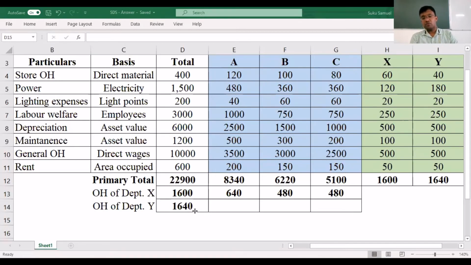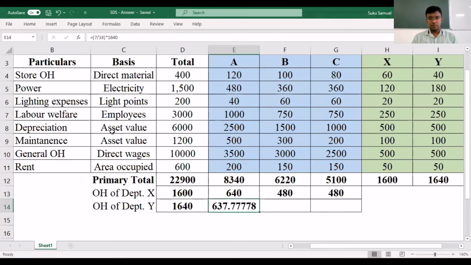So direct wages are 7,000 is to 6,000 is to 5,000, which means it has to be redistributed in the proportion of 7 is to 6 is to 5. In that light, let us go about redistributing the overhead. Please remember, the total works out to be 18. And here it will be 7 divided by 18 into 1,640.